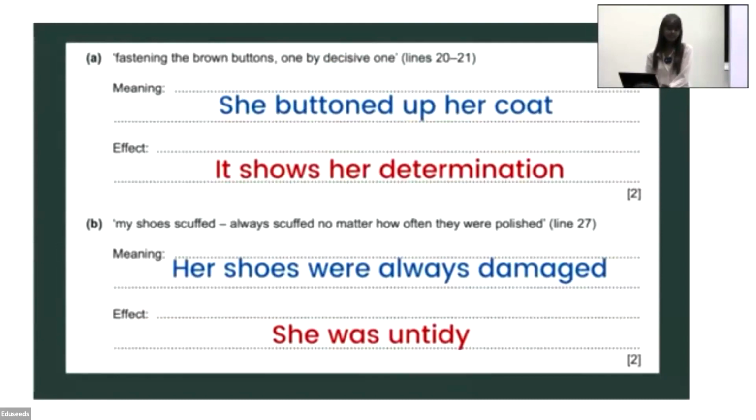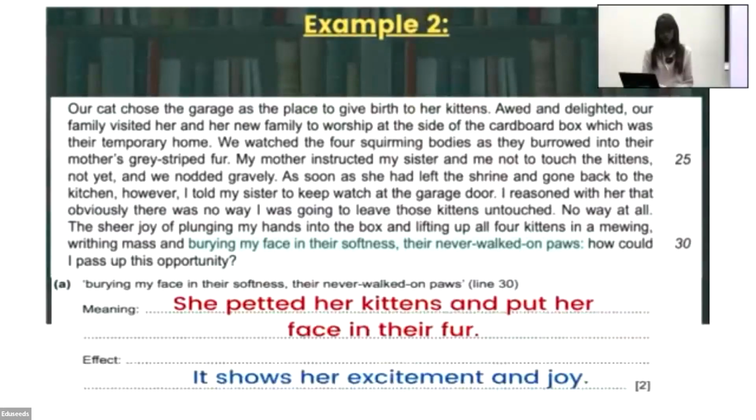And the effect the writer is trying to create here, because you see the word is repeated, my shoes scuffed, always scuffed, no matter how often they were polished, no matter how many times it was cleaned, it was still dirty. The effect he's trying to create on the readers is to show that this person is always untidy. This is how you answer meaning and effect questions. Can we do one more example? The phrase given, highlighted in blue: burying my face in their softness and their never walked on pores.